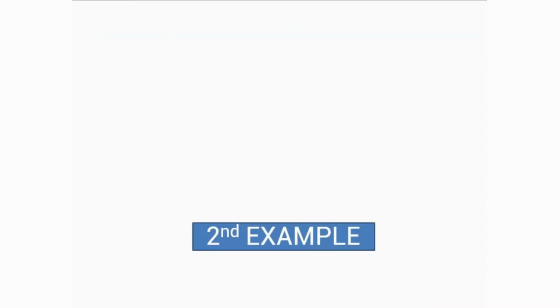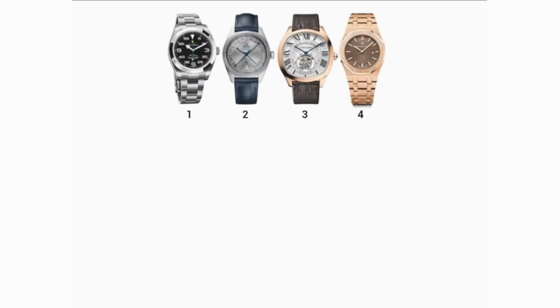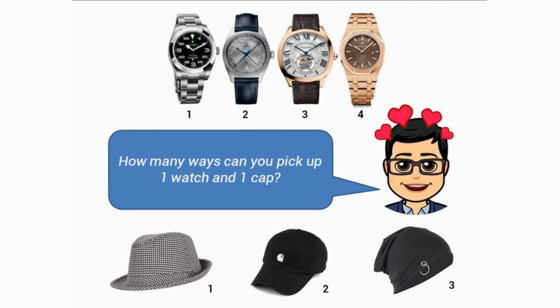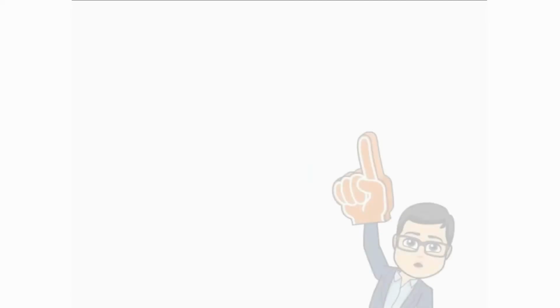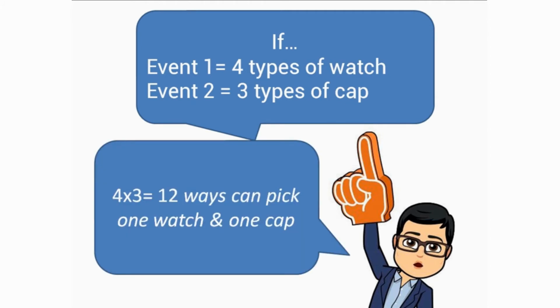Let's have another example that uses this method. Let's say there's a shop that sells watches and caps. They offer a buy one, get one promo on 4 selected watches and 3 selected caps. How many ways can you pick 1 watch and 1 cap to avail the promo? If event 1 is equal to 4 watches and event 2 is equal to 3 caps, then 4 times 3 is equal to 12. Thus, it gives you 12 ways to pick 1 watch and 1 cap to avail the promo.